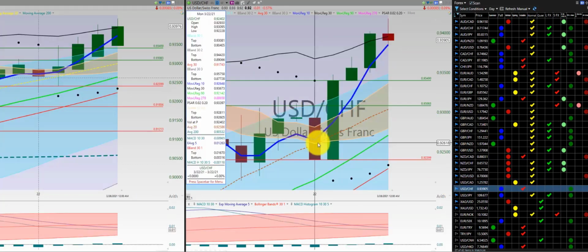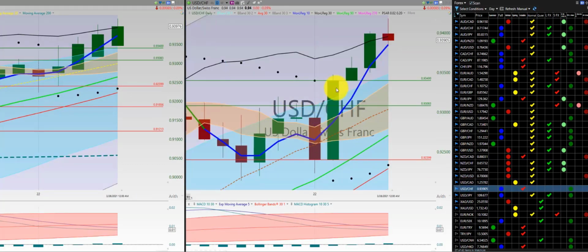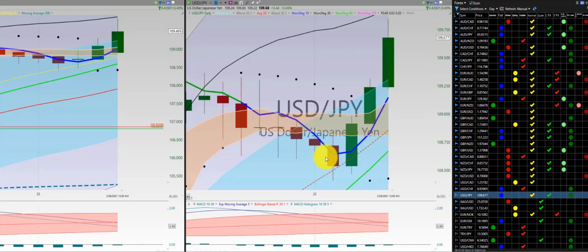US dollar Swiss franc, had initial short here with a loss, then a 1-2-3 punch out. US dollar Japanese yen on Sunday, absolutely phenomenal trade. This is by far the best trade that we had. So had a 1-2-3 punch out in one direction and a 1-2-3 punch out in the other direction.